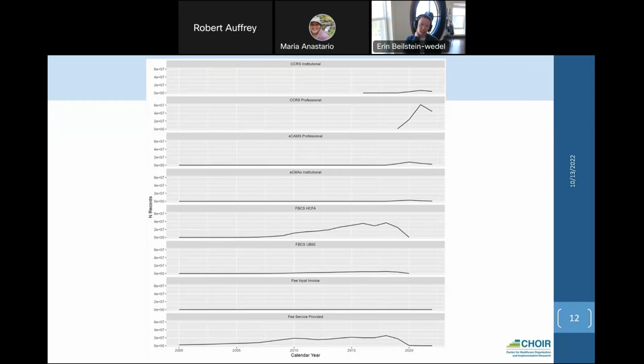So while there are still claims in fee, both in impact invoice and fee service provided, the number of claims in there has gone down significantly. So you can use fee, but you might want to also consider using PIT or eCAMS or CCRS when they come online.